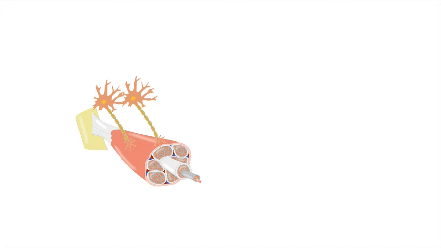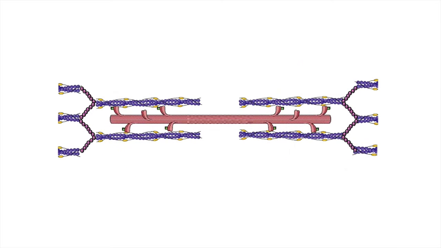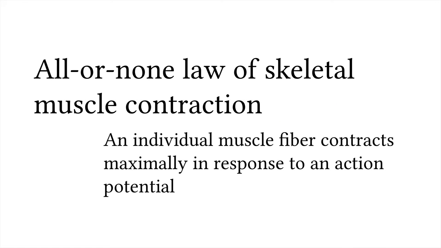That means that some muscles are controlled by a few motor neurons, while others are controlled by lots of motor neurons. Now, when each muscle fiber contracts, it's completely contracting once it receives an action potential. So it's all or nothing. It either fully contracts or not at all. And that's for each specific muscle fiber. Scientists call this the all or none law of skeletal muscle contraction, which states that an individual muscle fiber contracts maximally in response to an action potential.